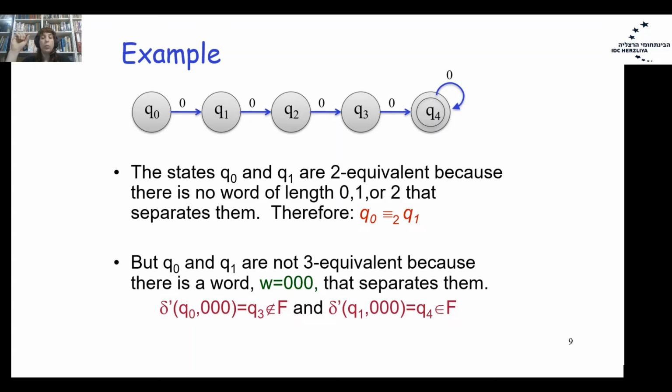From the state Q0 with 3 zeros, we move to Q3, a non-accepting state. From Q1 with 3 zeros, we move to Q4, an accepting state. Therefore, the word W with 0, 0, 0 separates between Q0 and Q1. That is why Q0 and Q1 are not 3 equivalent.